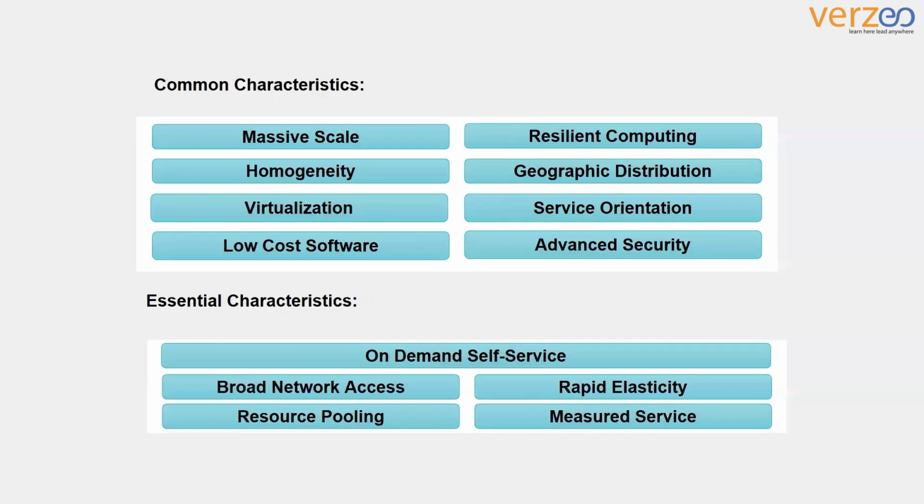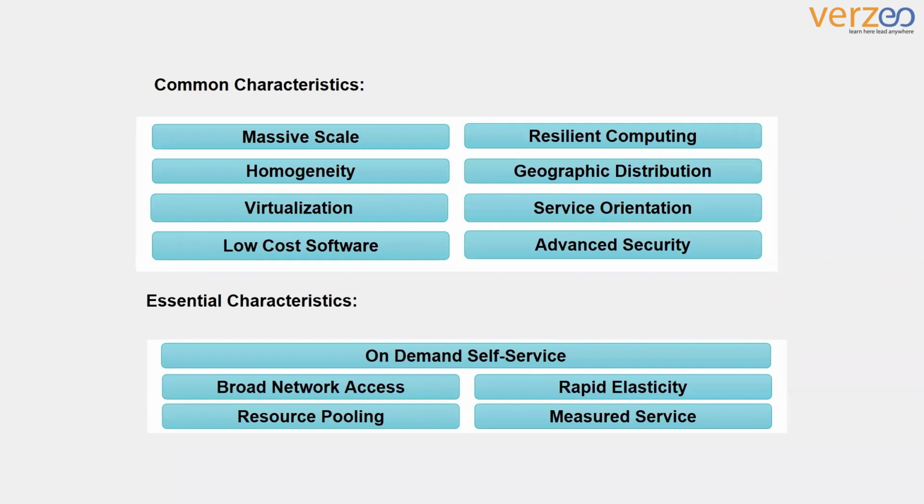So what are the common characteristics of any cloud that you see? One is it's massively scalable, which means you can change the way you're using it, which means the amount of computational power you need can be scaled. It can be reduced or increased.